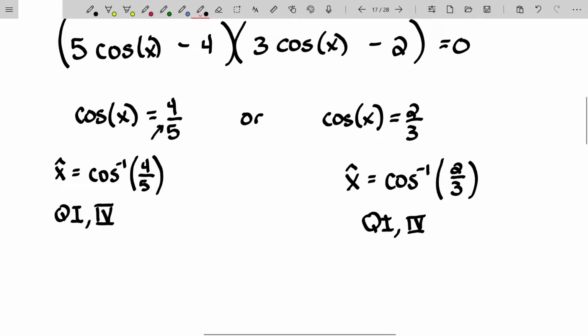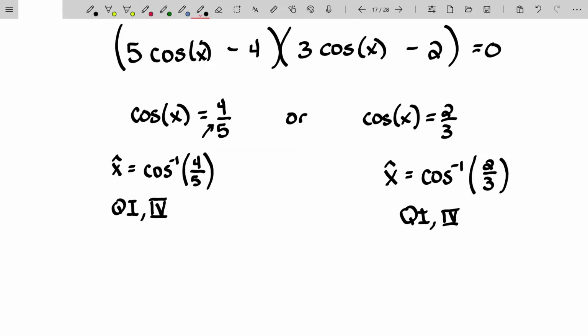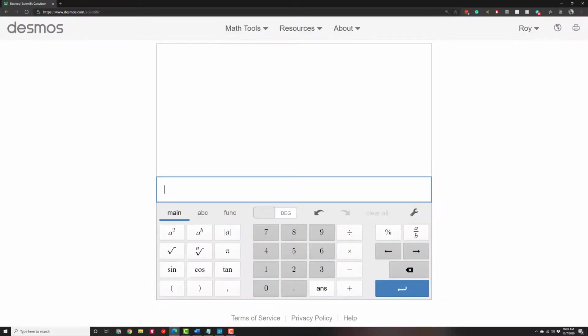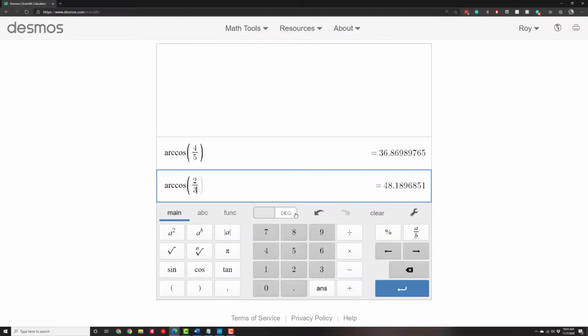So let's go ahead and go to Desmos and find out what these angles are. Here I am in Desmos and I'm in degree mode. I'm just going to do this whole problem in degrees. We'll do the cosine inverse, which you have to type in as arccos in Desmos, of 4/5. And that'll return to us 36.9 degrees. And the other one we had was the arccos of 2/3, giving our reference angle for the other piece. And that's 48.2 degrees. So I'm going to write that in, 48.2 degrees.